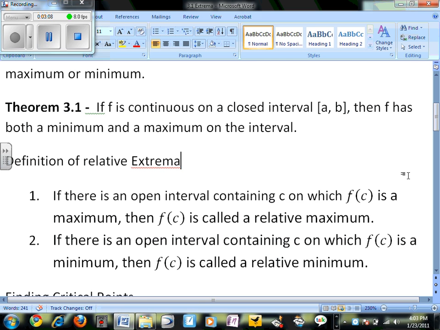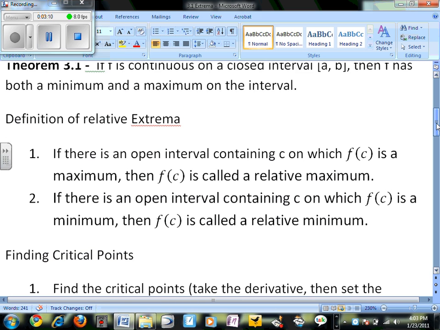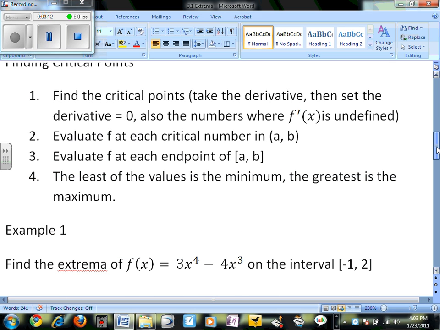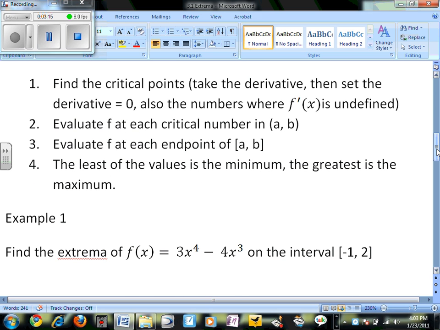Okay. And again, I summed up that definition right there. I gave you steps here for finding critical points. To find the critical points, take the derivative and set it equal to 0. Also, a critical point is anywhere that would make the derivative undefined. And then evaluate those critical numbers. Also, we're going to evaluate each endpoint on the closed interval that they give us.